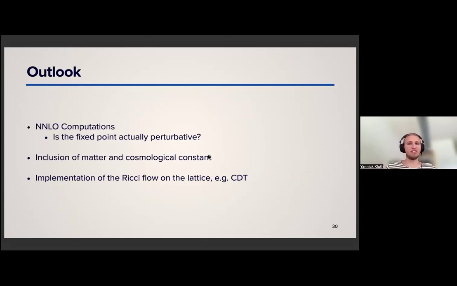Of course, there are many interesting questions we can go on from here, and one of the most crucial ones, I think, is extending this computation to next to leading order, because then we can actually verify whether this fixed point remains and seems to be perturbative. Other directions include the inclusion of matter or the cosmological constant, which we have not included here at all yet. And what's also really interesting is the implementation of the Ricci-flow on the lattice, for example, in causal dynamical triangulations or Euclidean dynamical triangulations.